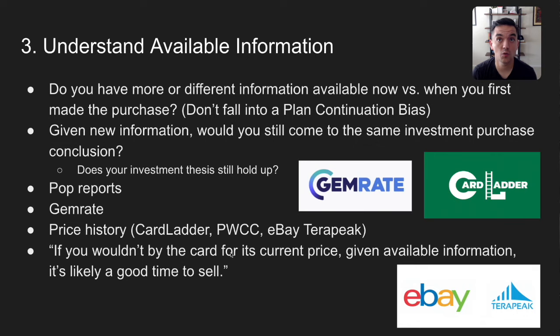So maybe a card was trending down 6 months ago when you bought it, and you bought what you thought was the bottom, but now, given some of the other information, it's continued to trend down. So you have to ask yourself, is there a bottom to this card? Are we reaching a bottom? What would make this card go up? And that's where, again, you're thinking about what your investment thesis was at the beginning versus what it is now.